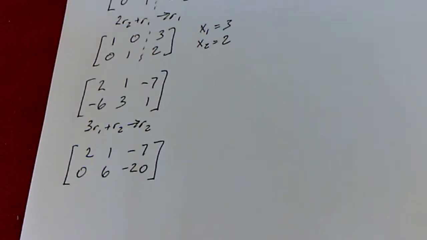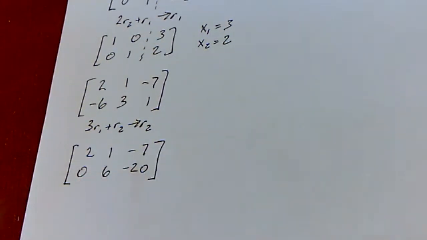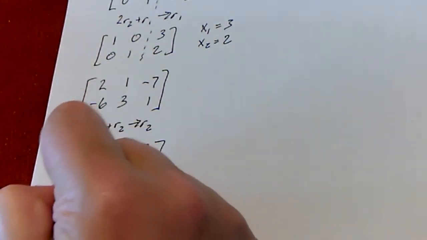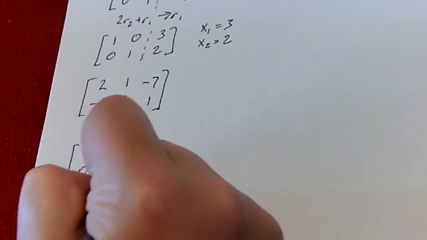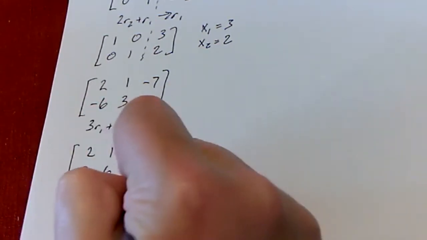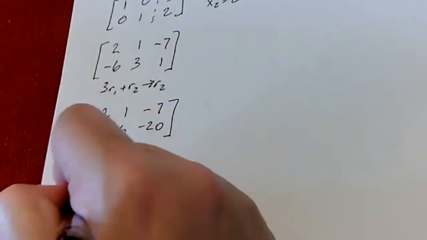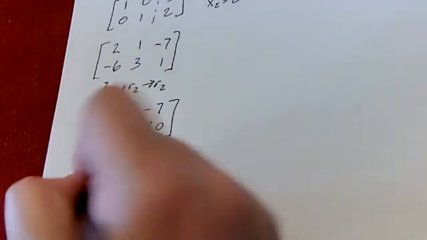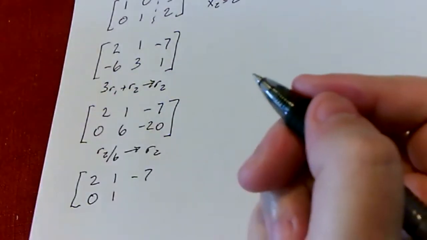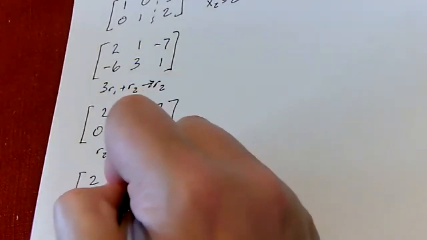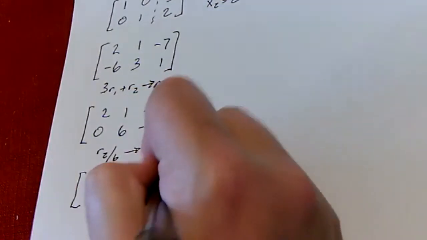Okay, and then what did we do next? We scaled this down, right? We divided both sides by 6. So I'm going to take row 2 and divide it by 6 and use that to replace row 2. And so from there, I got 2, 1, negative 7, 0, 1. And then 20 divided by 6, we said was negative 10 thirds.